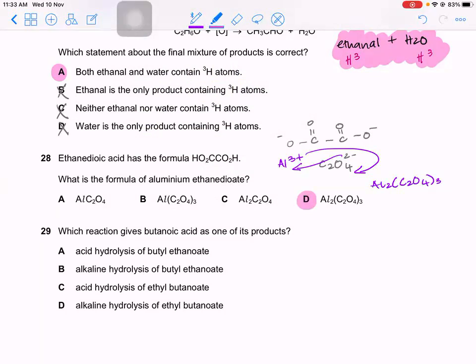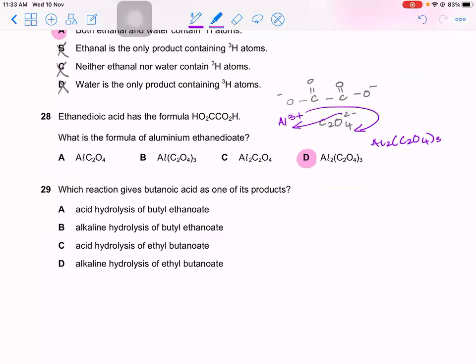Clear? Which reaction gives butanoic acid as one of its products? Let's see. Acid hydrolysis of butyl ethanoate. Butyl means 4 carbon alcohol and ethanoate means 2 carbon acid, or ethanoic acid. Will it give you butanoic acid? No, it will give you ethanoic acid.